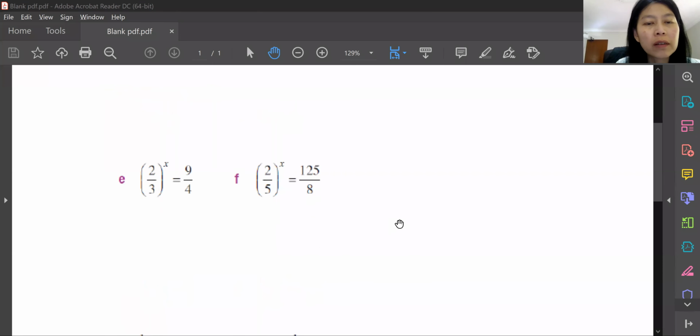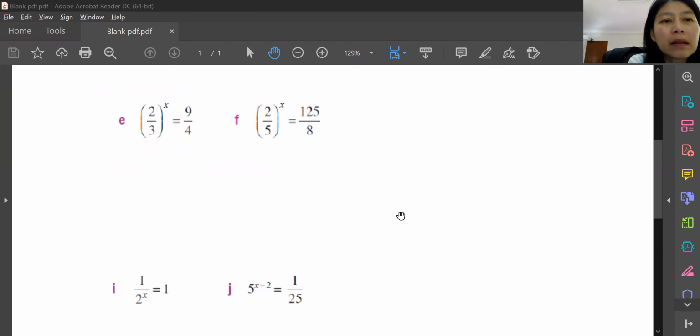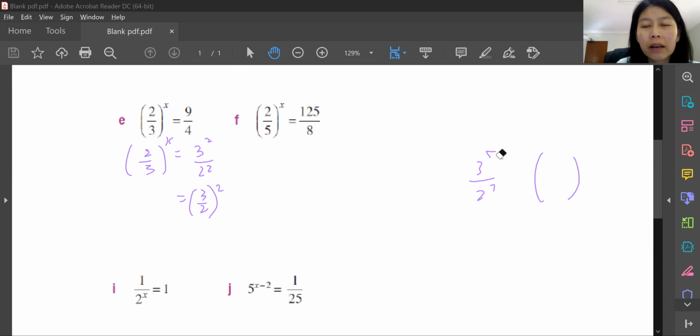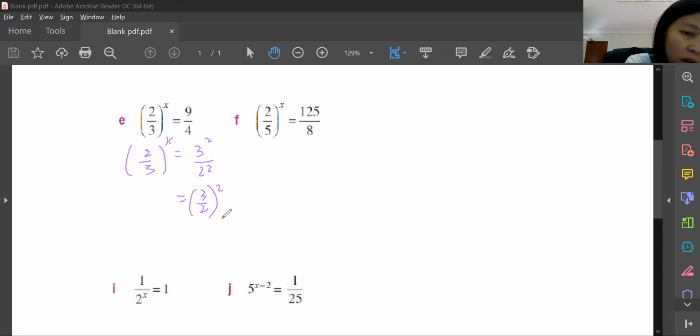Okay, now let's move on to the second type, fractions. Similarly, 2 over 3 to the power x is equal to, you can change 9 is 3 squared, 4 is 2 squared, you recognize something? Now, the rules say if the indices are identical, you are allowed to write them together like this. Now, if the indices are not the same, obviously we cannot put them together in the bracket, right? So I cannot do anything. But if we compare carefully, this is 2 over 3 and my right-hand side is 3 over 2. No, that's not right.